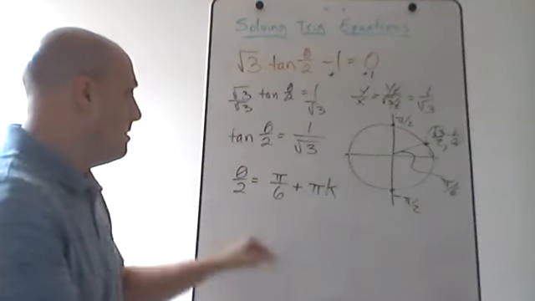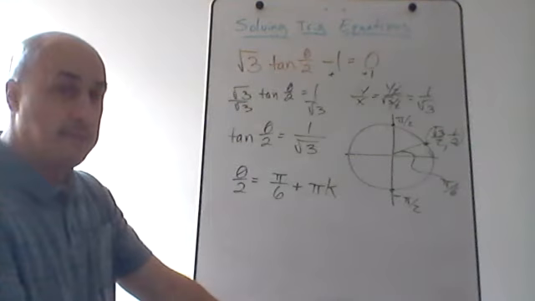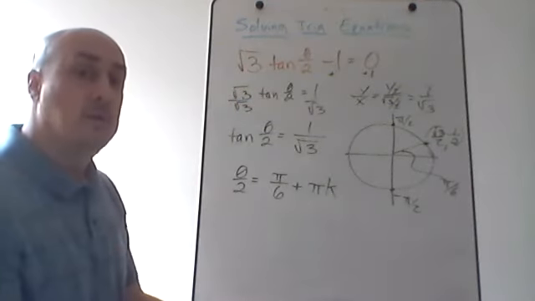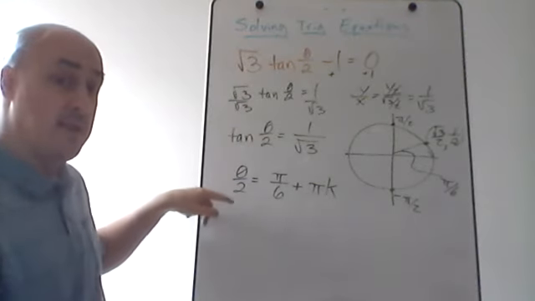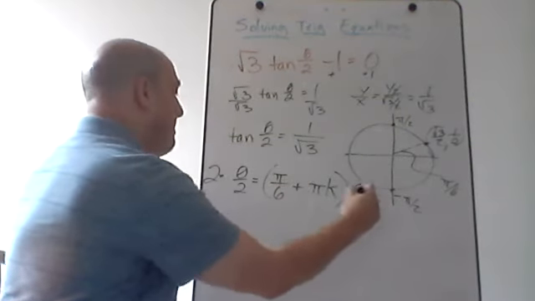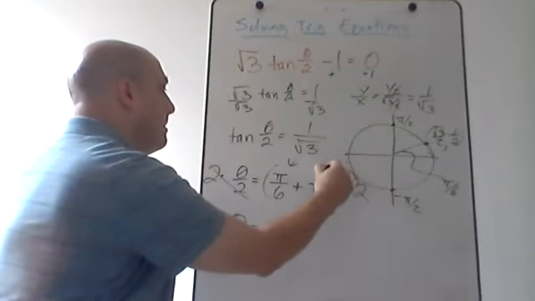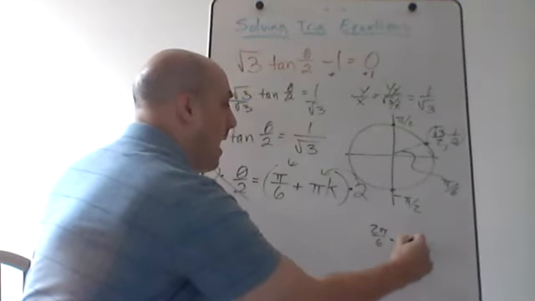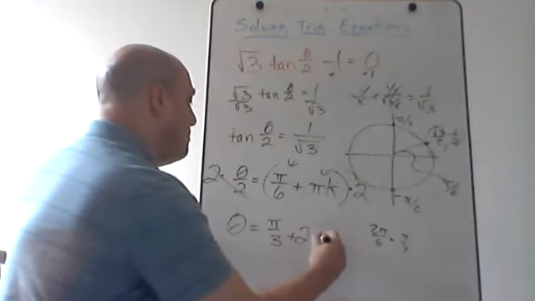All right, so here's our solution. Theta over 2 equals pi over 6 plus pi k. But remember, I'm solving this equation for theta, not for theta over 2. So to get theta by itself now, I need to multiply both sides by 2. If this is theta divided by 2, to cancel out that dividing by 2, I need to multiply everything by 2. So I'm going to get theta equals, and then I distribute this 2 in here. So 2 pi over 6 is going to equal pi over 3 if I simplify that fraction. So it's going to be pi over 3 plus 2 pi k.